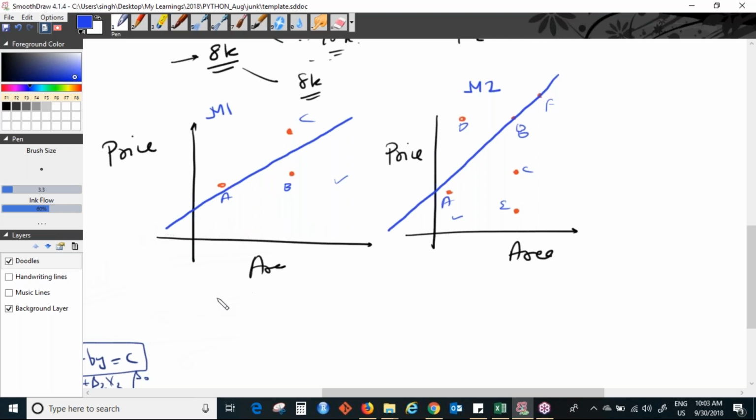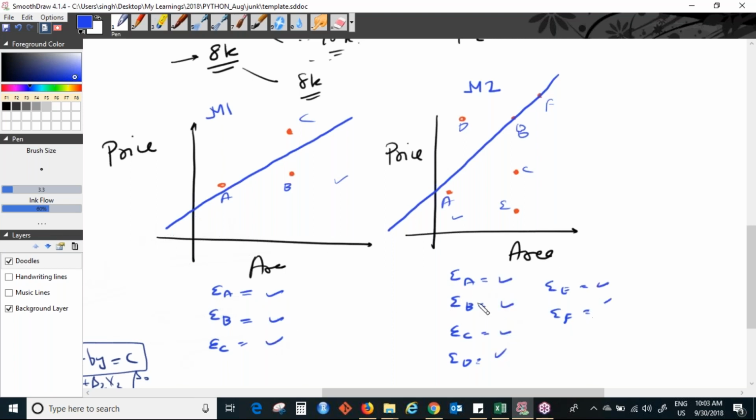And how will we find out? Let's say we will find the errors. We will have EA, EB and EC, 3 points here. Similarly, we will have EA, EB, EC, ED, EE and EF. We will have 6 errors here. Now how will you compare? Because you have 3 errors here and you have 6 errors here. So obviously the error here will be more.